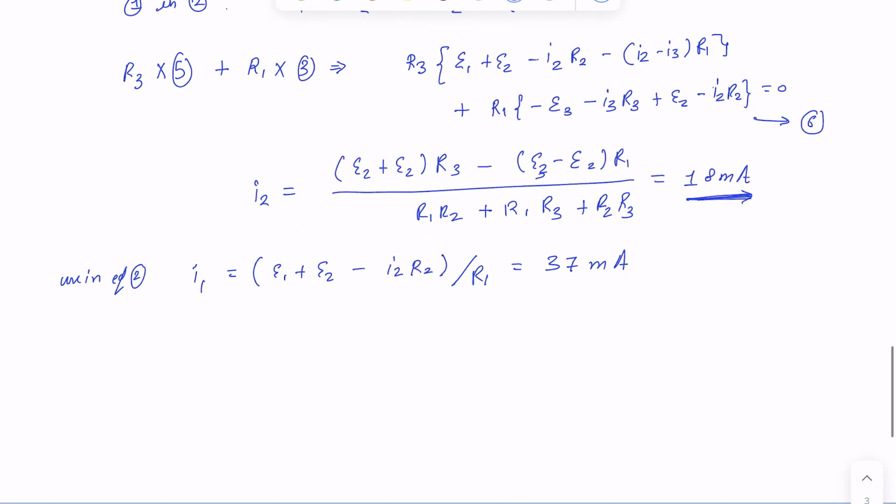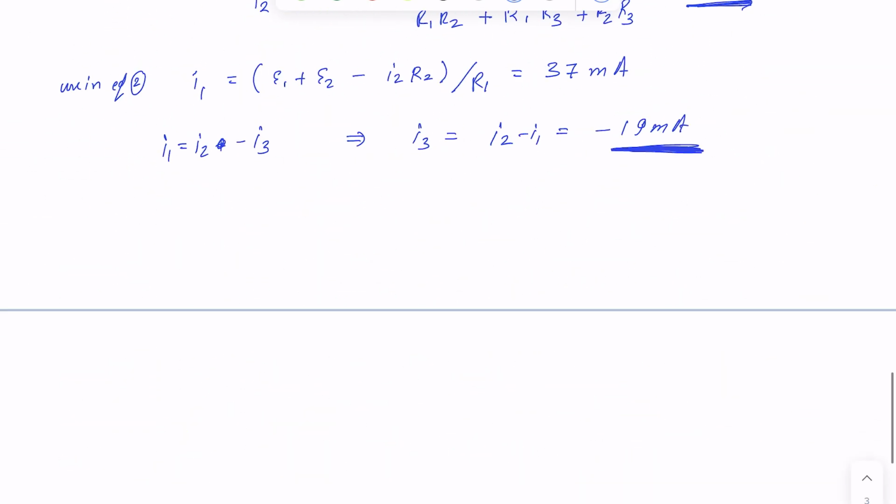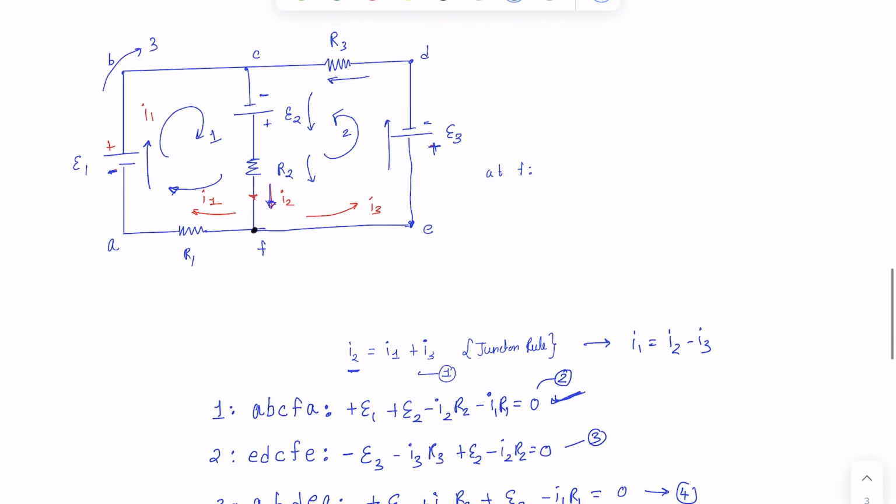Now using equation 1, this just tells you that I1 equals to I2 minus I3. You can get I3, which is going to be I2 minus I1, and this is minus 19 milliampere. See, this is what I was talking about. You got this answer to be negative, right? So that means the direction of the current I3 is opposite to what we assumed. So that is the only difference you have.